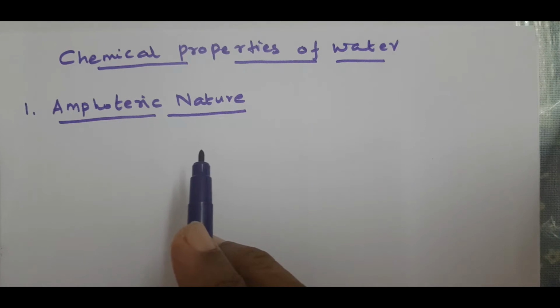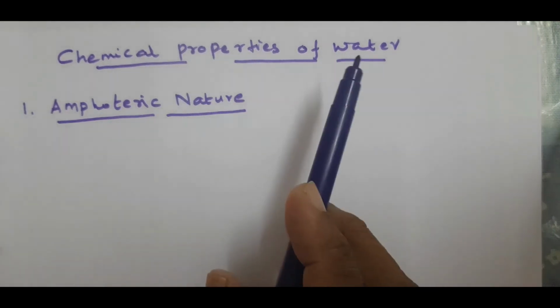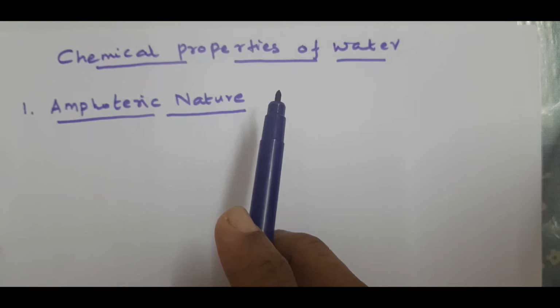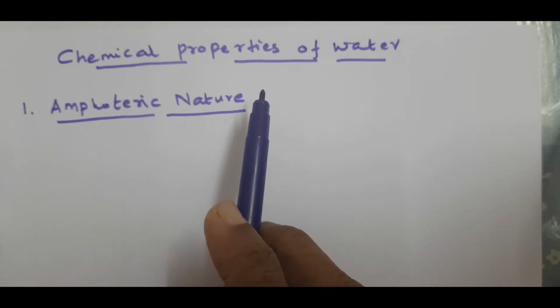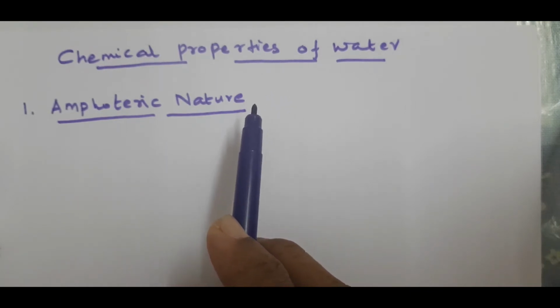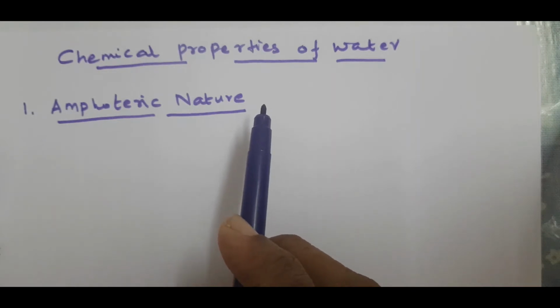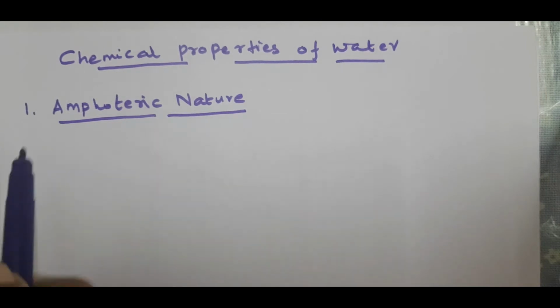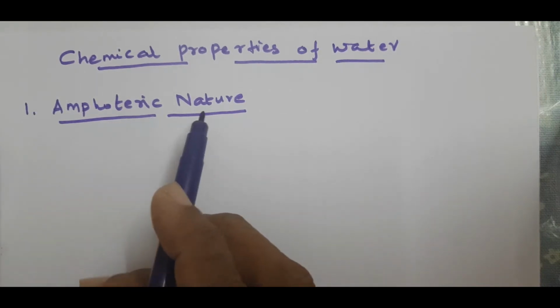So today we will see the chemical properties of water. You know, water reacts with a large number of substances, and today we will deal with some of the important reactions that are carried out by water. Now the first reaction is the amphoteric nature of water.